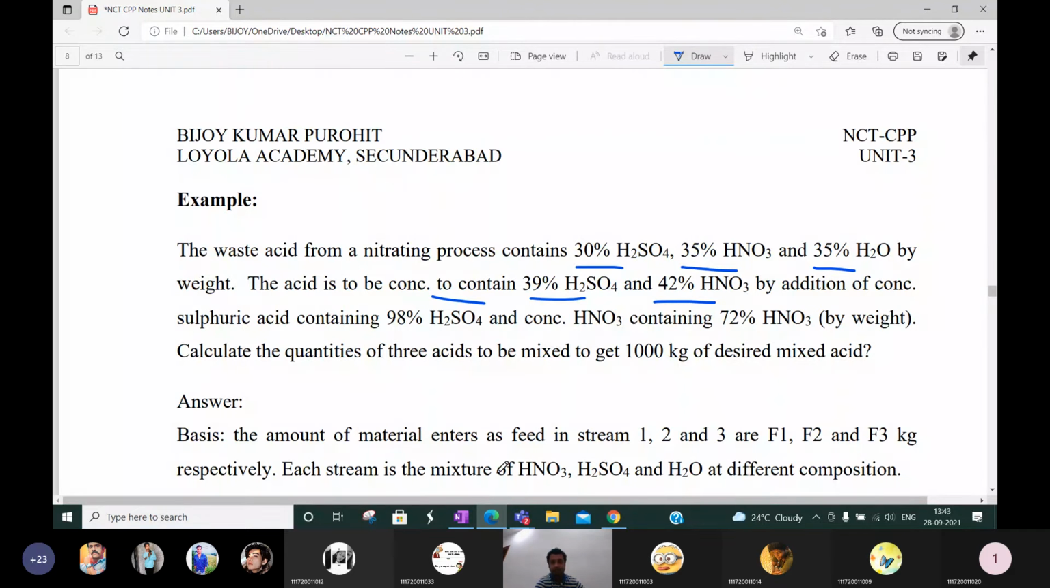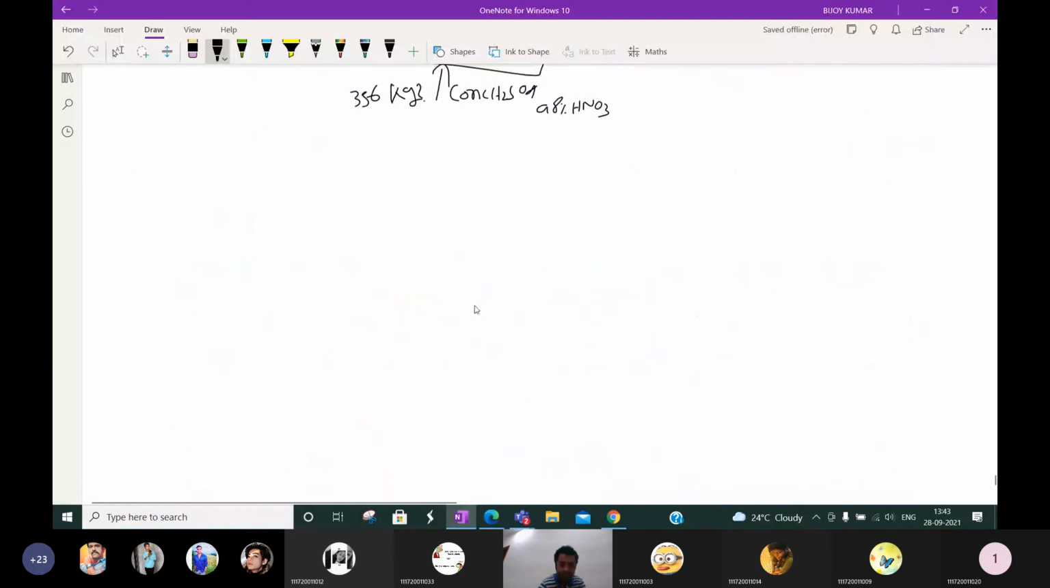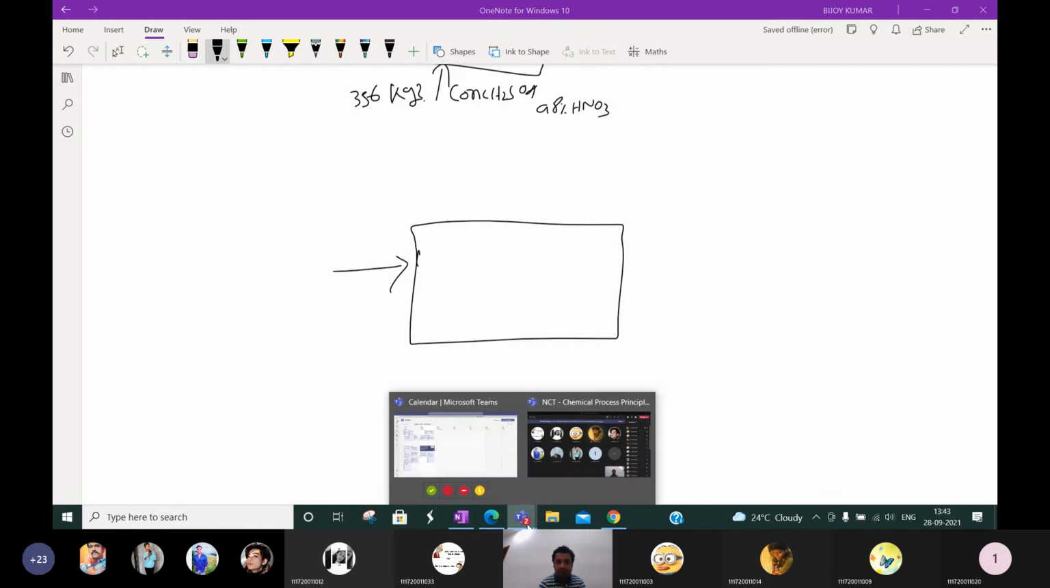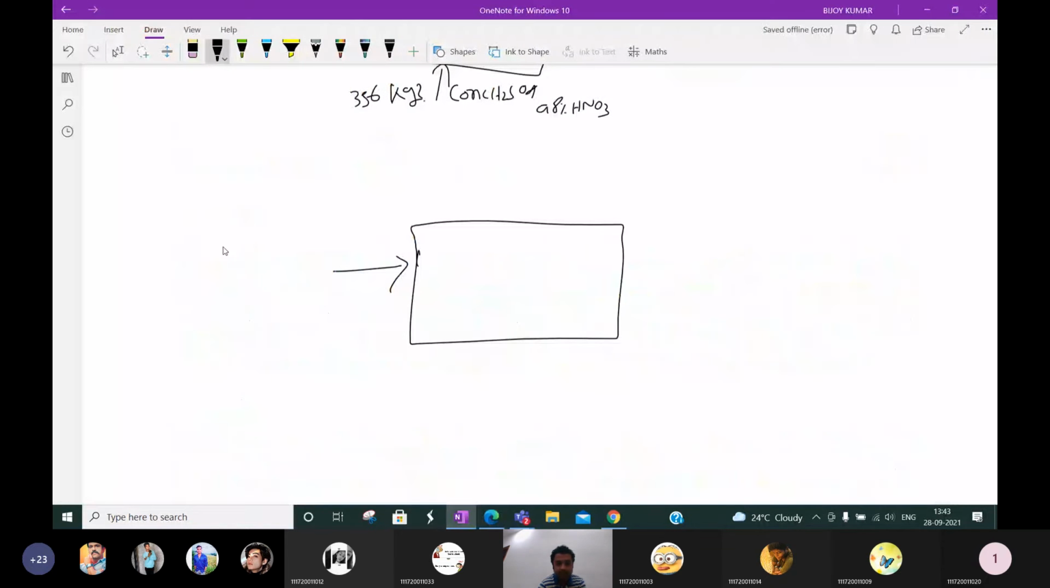Let me do first what we have to do. We have to draw the diagram. First is a mixing tank. In this mixing tank, what is the input? The input is 30% H2SO4, 35% HNO3, and the remaining 35% is water.